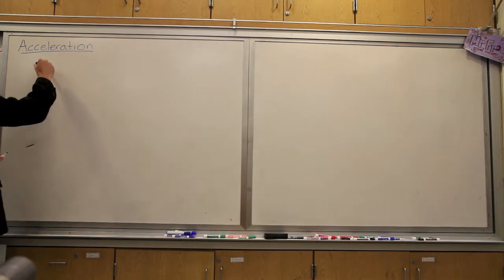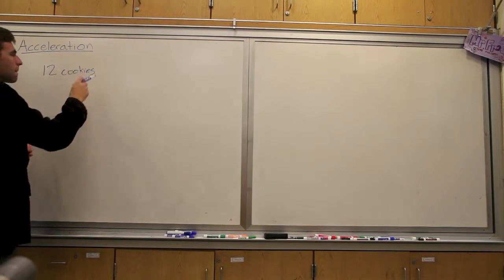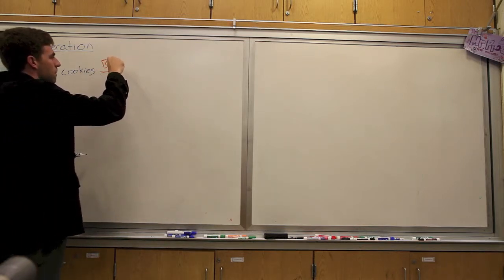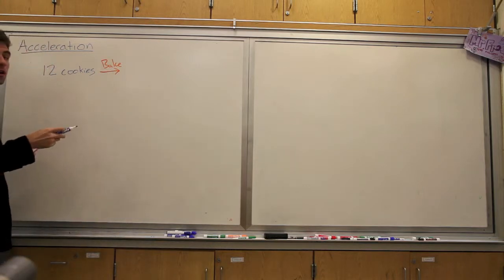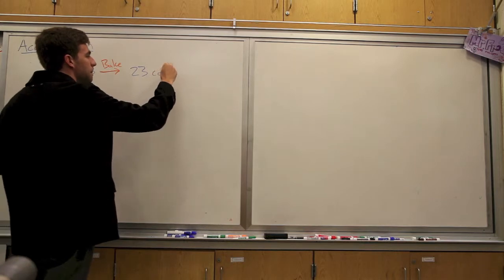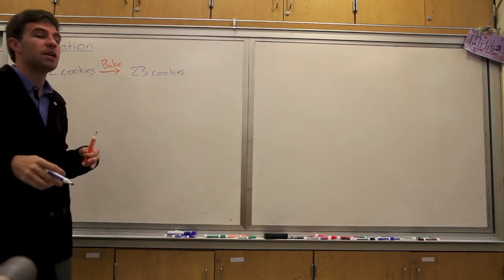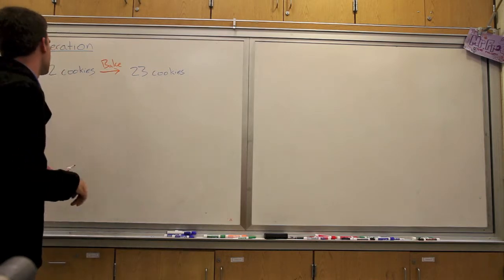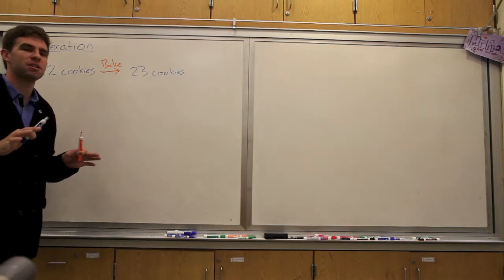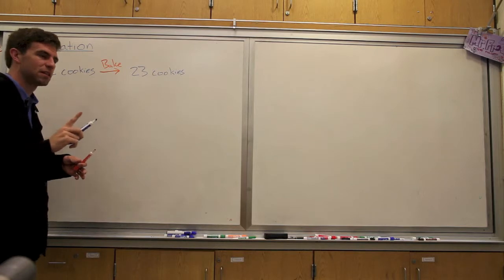If you have 12 cookies and you bake some cookies, and now you have 23 cookies, how many cookies did we change? Now most of you can look at this right away and say, oh, we changed 11 cookies. But we need to look at what math is behind that, because that's going to be the same math that's behind our acceleration.